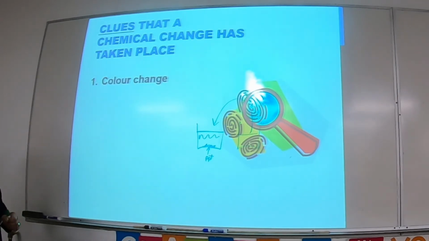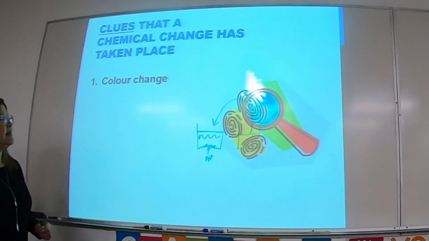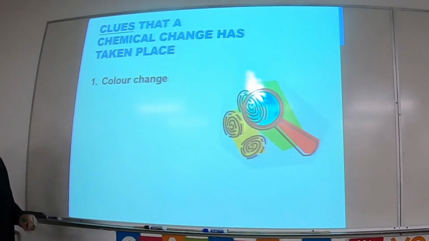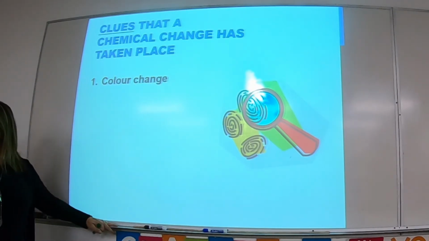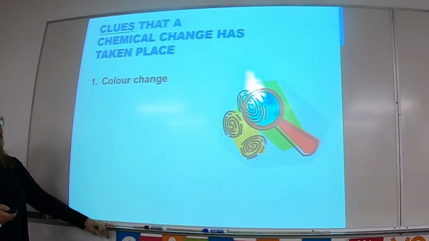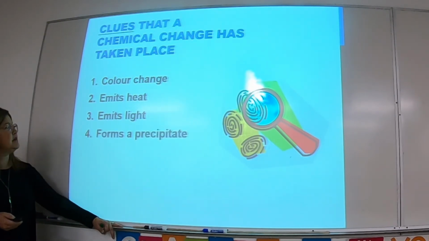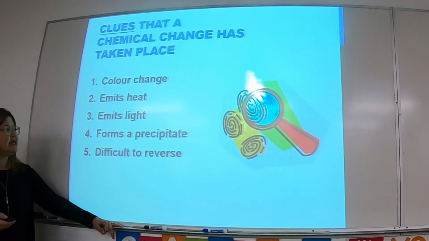Clues that a chemical change has taken place. If you have a color change, that would indicate a chemical change is happening. If it gives off heat, that would indicate that a chemical change has happened. If it gives off light, that would indicate a chemical change has happened. If it forms a precipitate, that would indicate you have a chemical change happening.